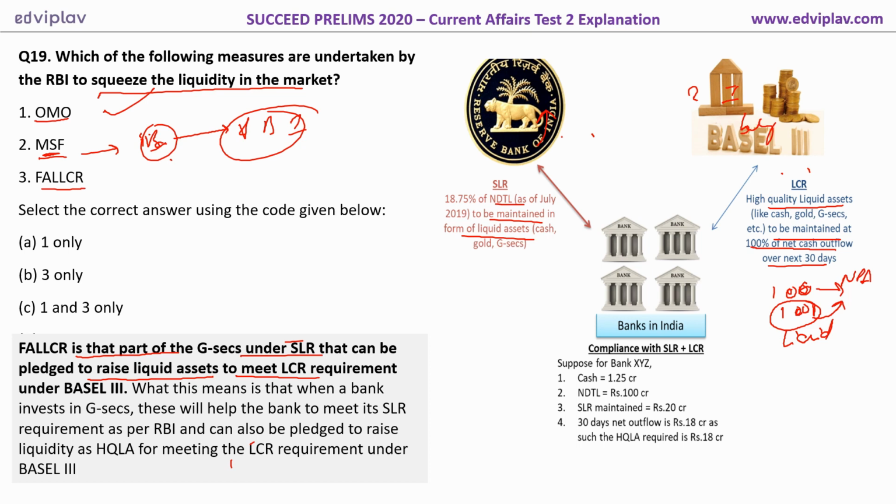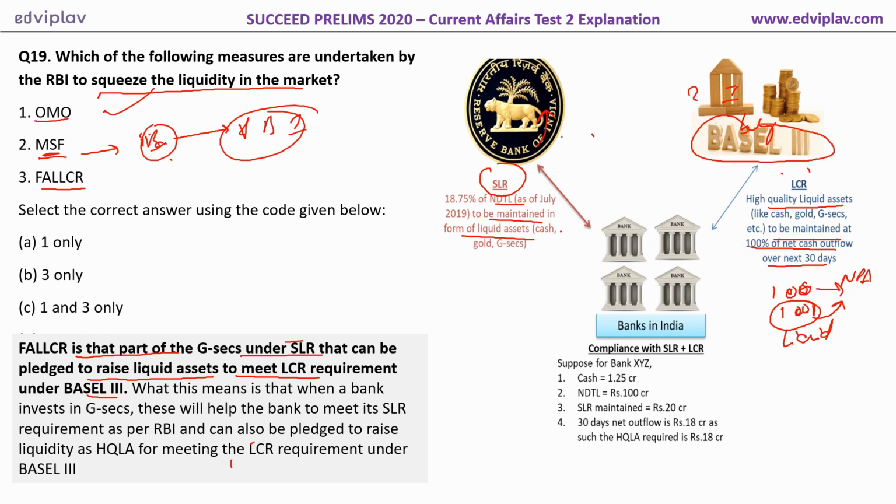Okay, this adjusted liquidity coverage ratio, what is this? Actually, it is the part of the government securities under SLR that can be pledged to raise liquid assets to meet the LCR requirement under Basel 3. So this LCR is actually under Basel 3. This SLR is put by RBI. Recently, as per Basel norms, this LCR should be maintained. So what RBI has allowed is that this LCR can be kept from the SLR part. So that is the meaning of this.